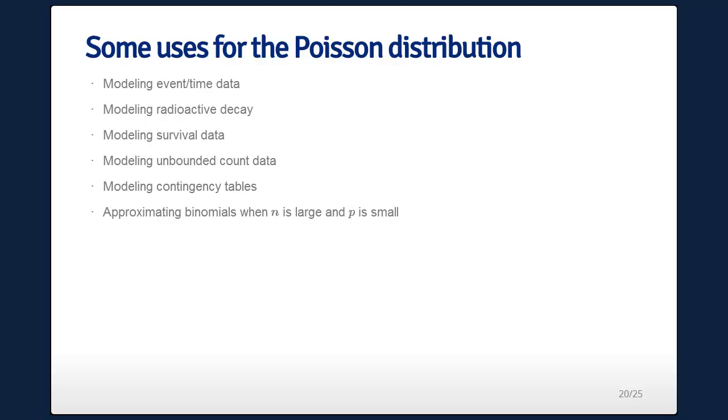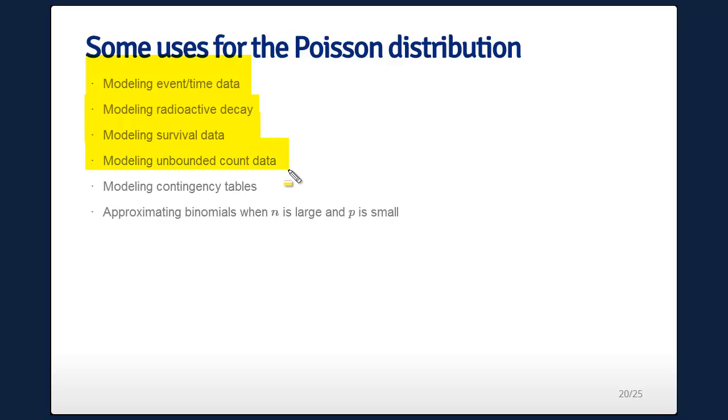So some uses for the Poisson, event time data. If you're counting anything like the number of people that show up at a bus stop, the number of photons that are detected from a nuclear reactor per given unit time, these are all reasonable things to model with Poisson. So radioactive decay is the classic one because you can demonstrate via some limiting arguments that radioactive decay does follow a Poisson distribution. Survival data, it turns out there's this deep connection between a lot of these classic survival analysis models and Poisson models. Survival analysis being modeling the time until some event, classically time until death for looking at diseases.